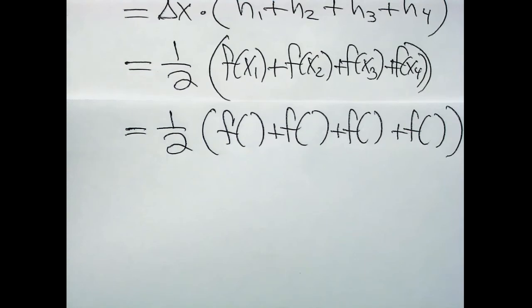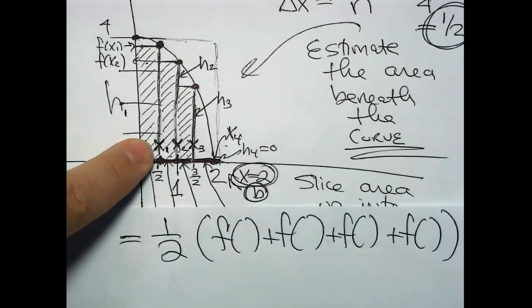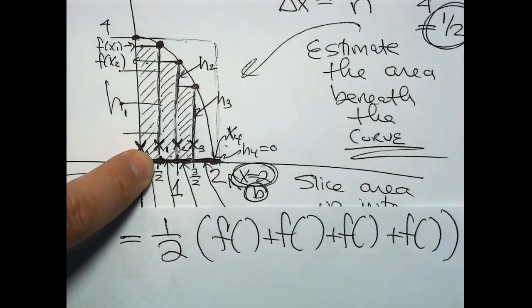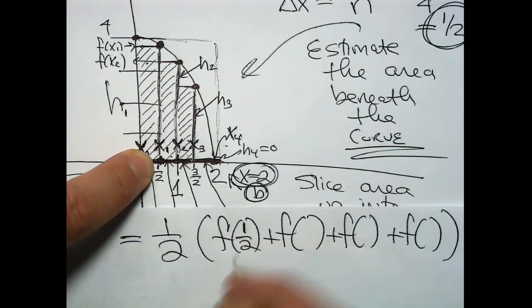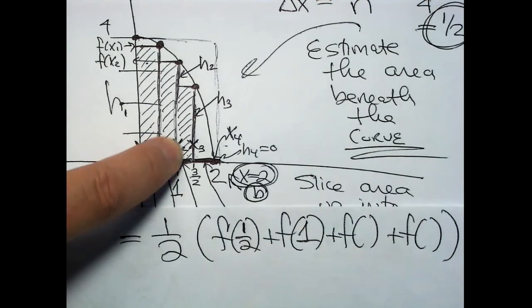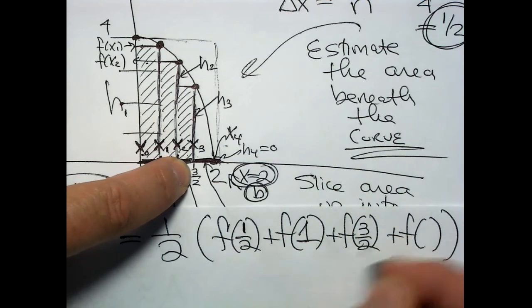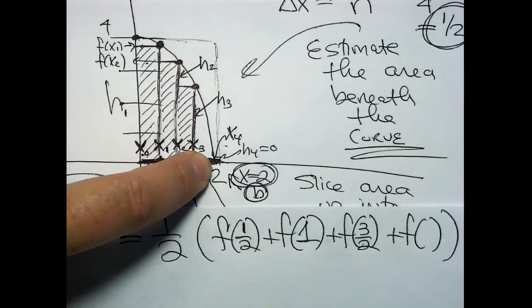But what is x1, x2, x3, x4? Let's go over here and take a look and see if we can figure it out. x1 is right there. It's 1/2. x2 is right there. It's 1. x3 is right here. It's 3/2. x4 is the last one. It's the same as b, and that's just 2.